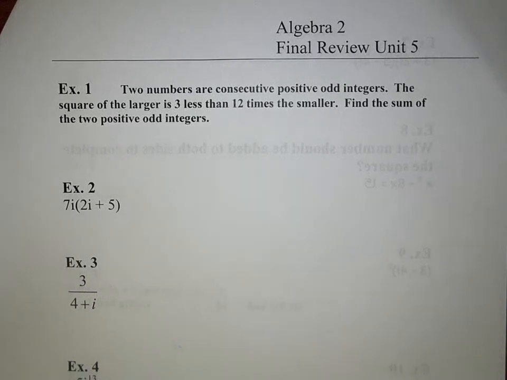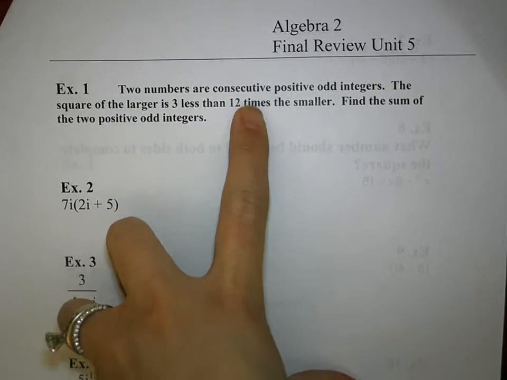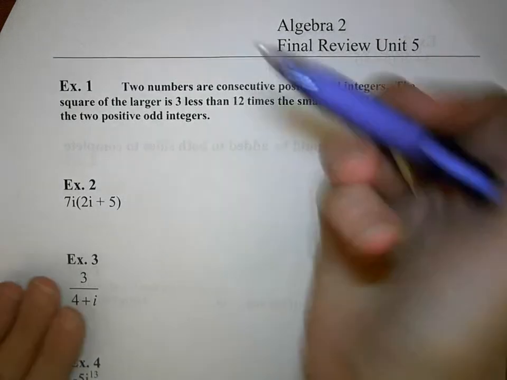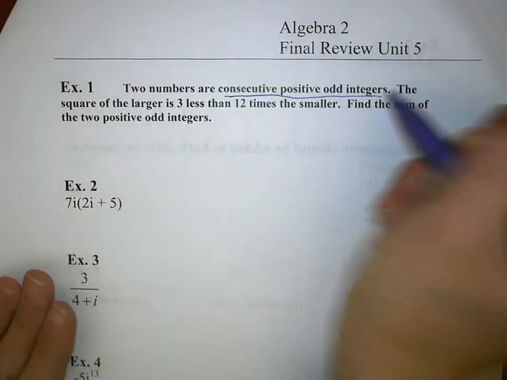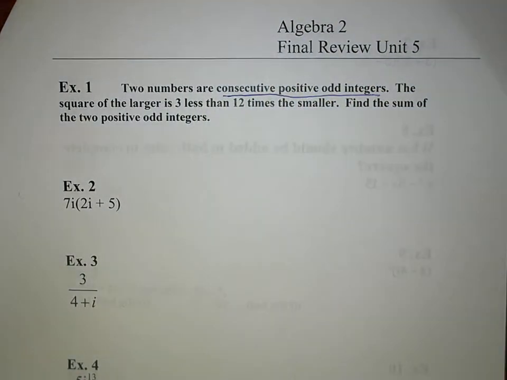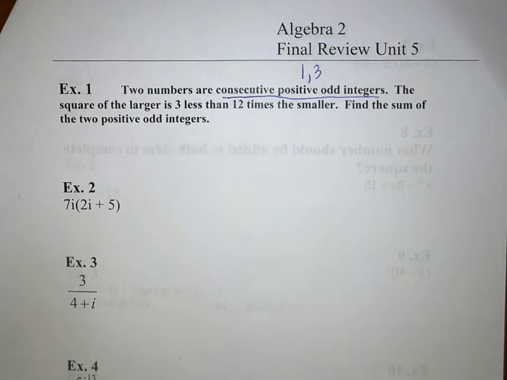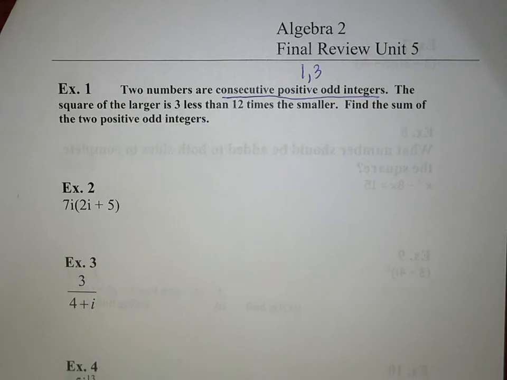Final review, Unit 5. Okay, so example 1, you have a word problem. So let's go ahead and read it. Two numbers are consecutive, positive, odd integers. So before I finish reading it, give me an example of consecutive, positive, odd integers. 1 and 3. Very good. Because they're right next to each other and they're odd.